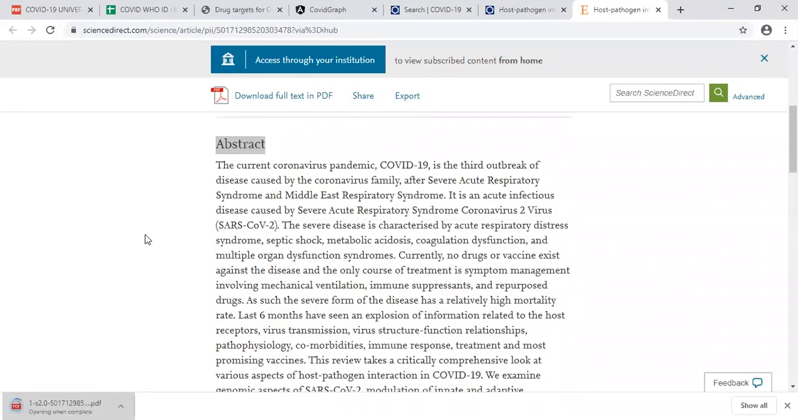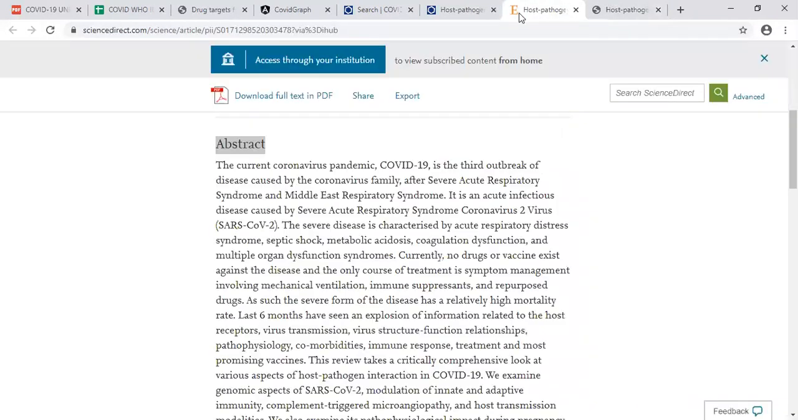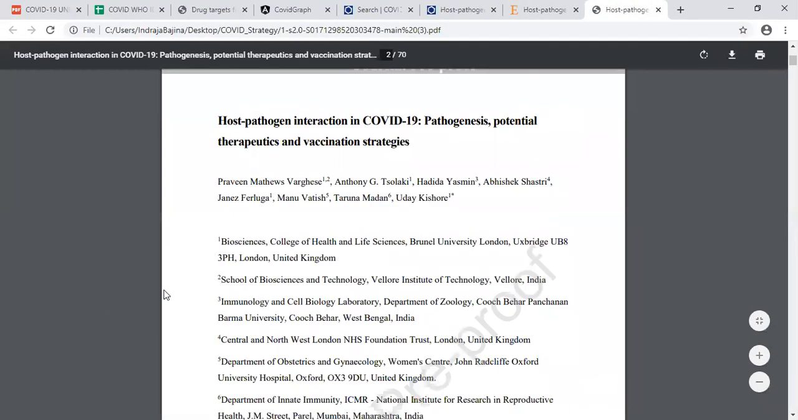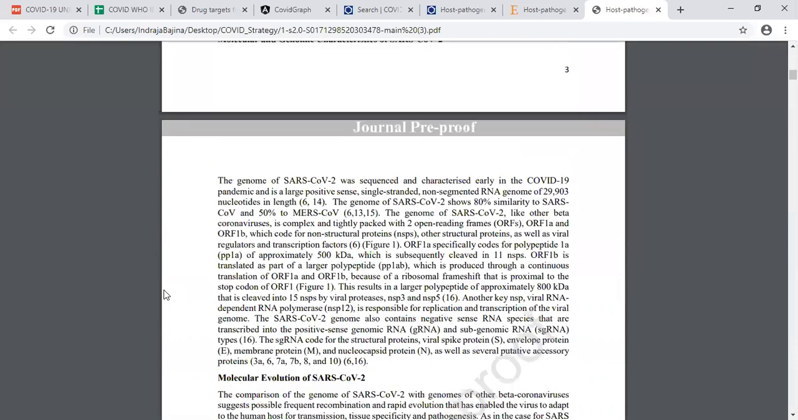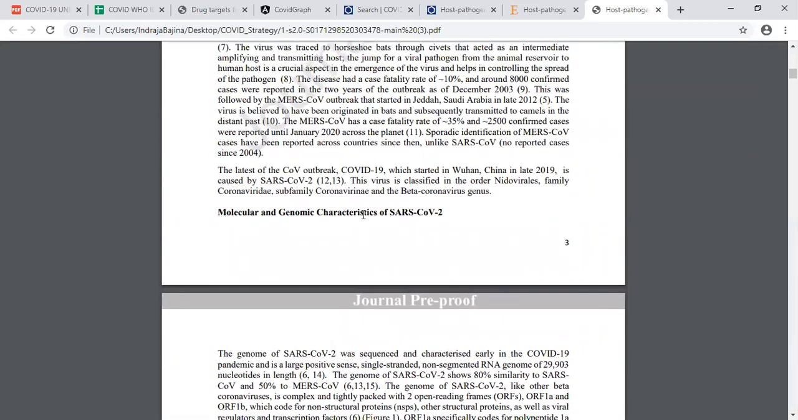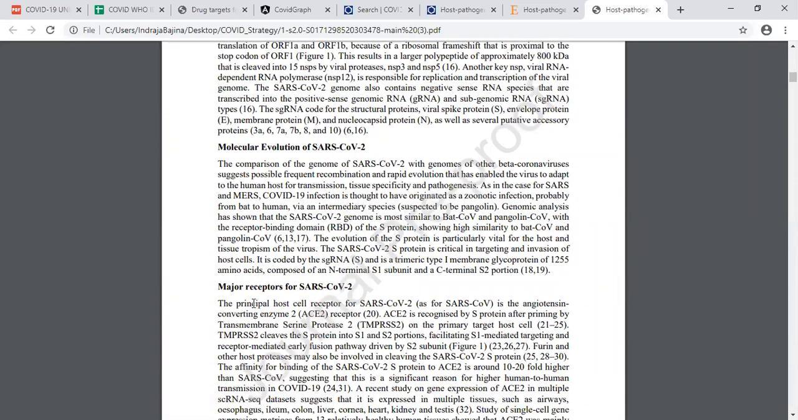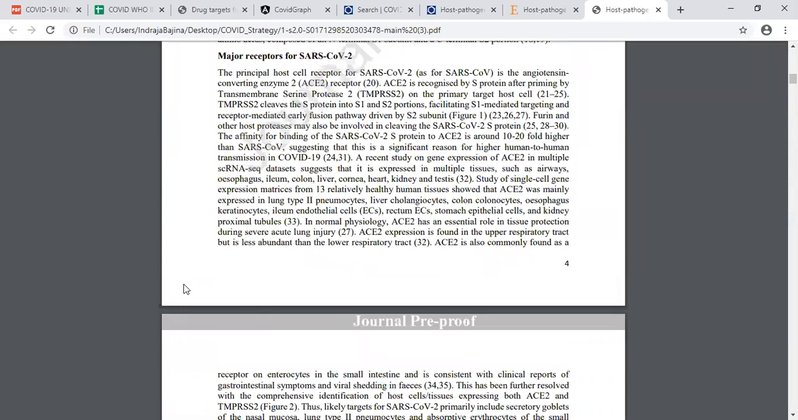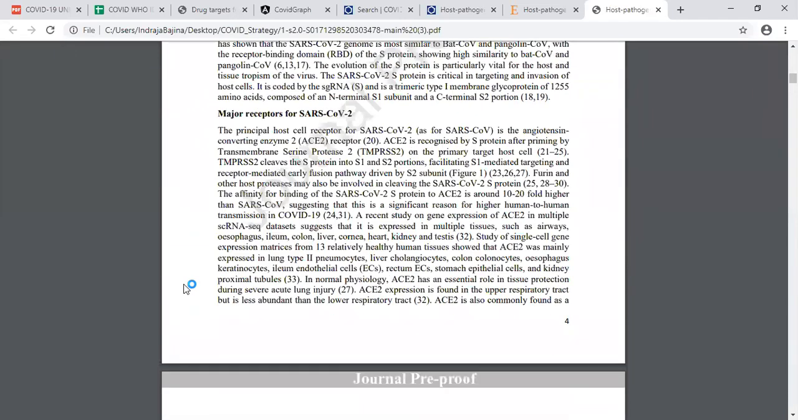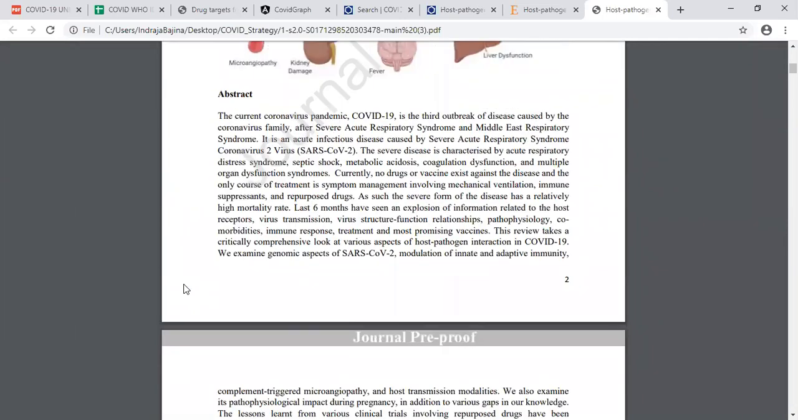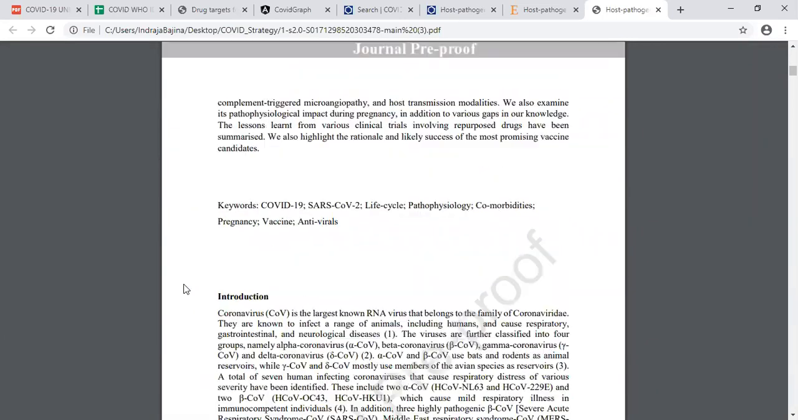If you look at the language present in these research papers, you would realize that some of the sentences are pretty simple English sentences. However, this was the abstract. When you go to the other sections, like the introduction and main sections, such as molecular and genomic characteristics of SARS-CoV-2, molecular evolution, and major receptors, you find that they contain references to all kinds of biological entities. The sentences also become more complex, and that becomes a challenge for automated extraction of these nodes and edges. This is the reason manual curation is being requested.